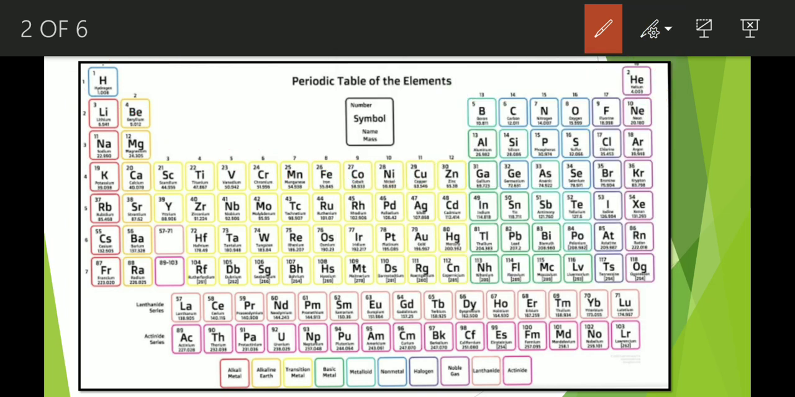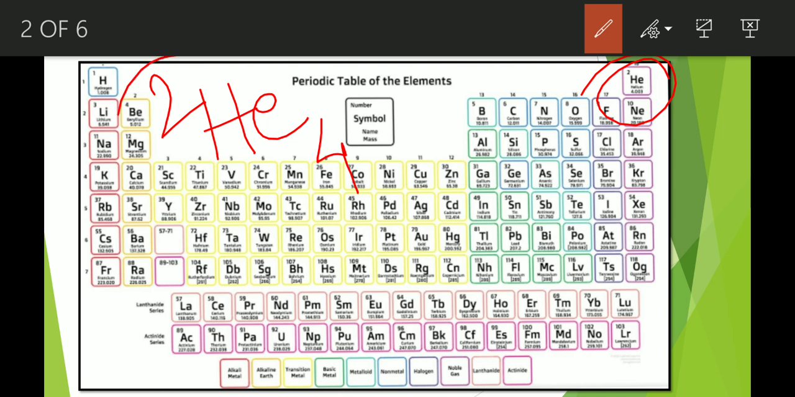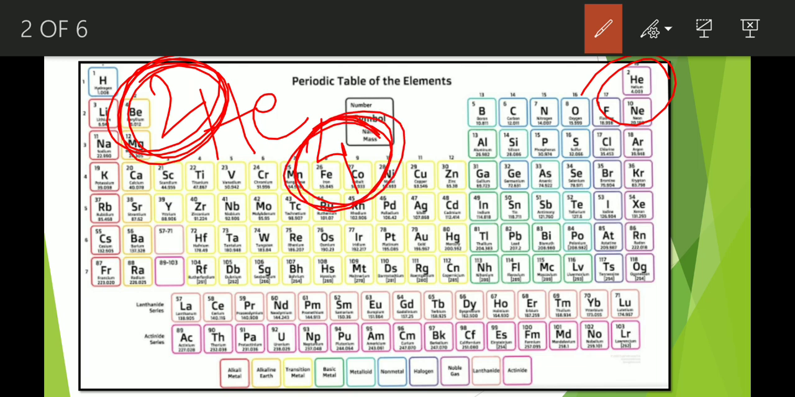Okay. Now, suppose this is helium. I'm writing helium. Here you will see 2 is written at the top and 4 is written at the bottom. What is 2 and what is 4? This 2 at the top is the atomic number of helium. And 4 at the bottom is the atomic mass of helium. Don't get confused between atomic number and atomic mass. If this is written, then the topmost number is the atomic number and the bottom one is the atomic mass. This you have to keep in mind.